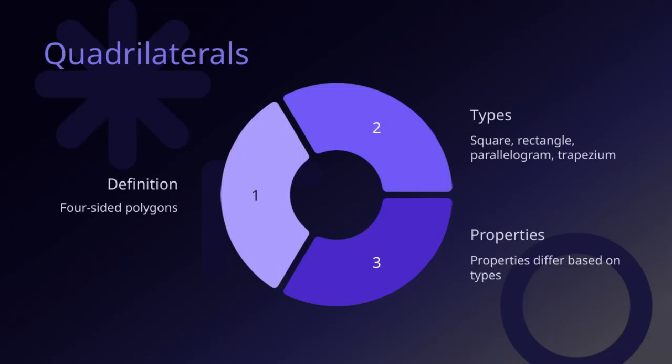Let's talk about how properties differ based on the types of quadrilaterals we have. When we look at shapes like squares, rectangles, parallelograms, and trapeziums, each of these has unique properties that set them apart.